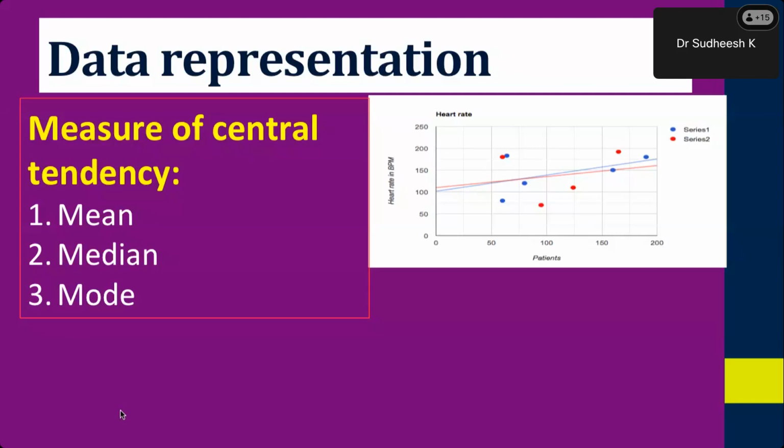Generally, the measure of central tendency in our clinical statistics is either mean, median, or most of the time we do document the data in the form of mean and median and not mode. So this is the measure of central tendency.